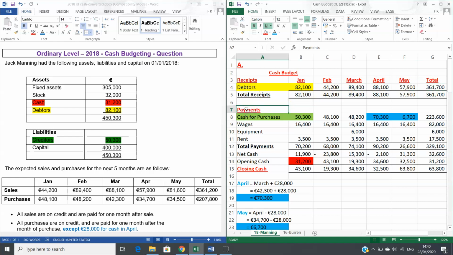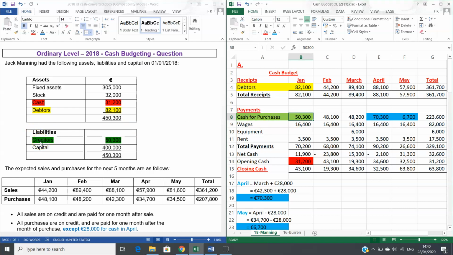Okay, our next is payments. We have to see what it says about purchases. In the question it says all purchases are on credit and are paid for 1 month after the month of purchase. So again, just like sales, purchases are paid 1 month after the month of purchase, with the exception of April, and I'll show you that one in a second. So we're going to have to get the first month, January. Where do we get that from? Well, we look at liabilities, we look at creditors.